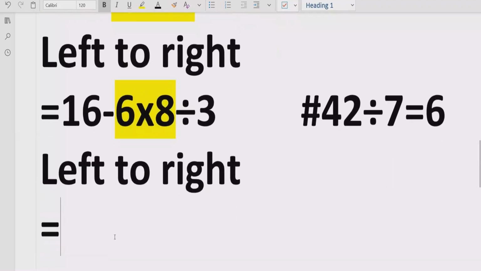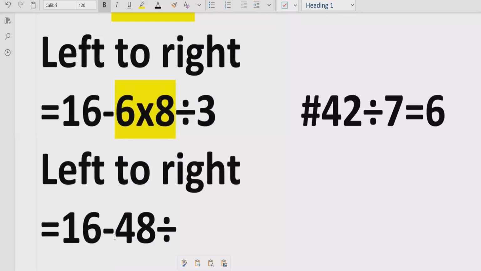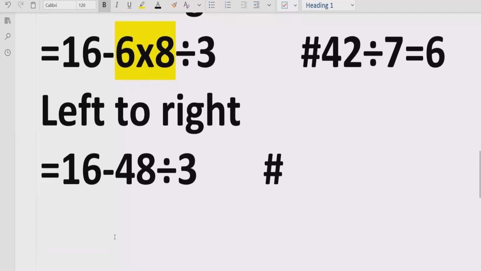So we will multiply these two terms, 16 minus 6 multiplied by 8. When we multiply these two terms, we get the answer 48, and divided by 3 again, we will write as it is. And here we have to give the reference like 6 multiplied by 8 equals 48.